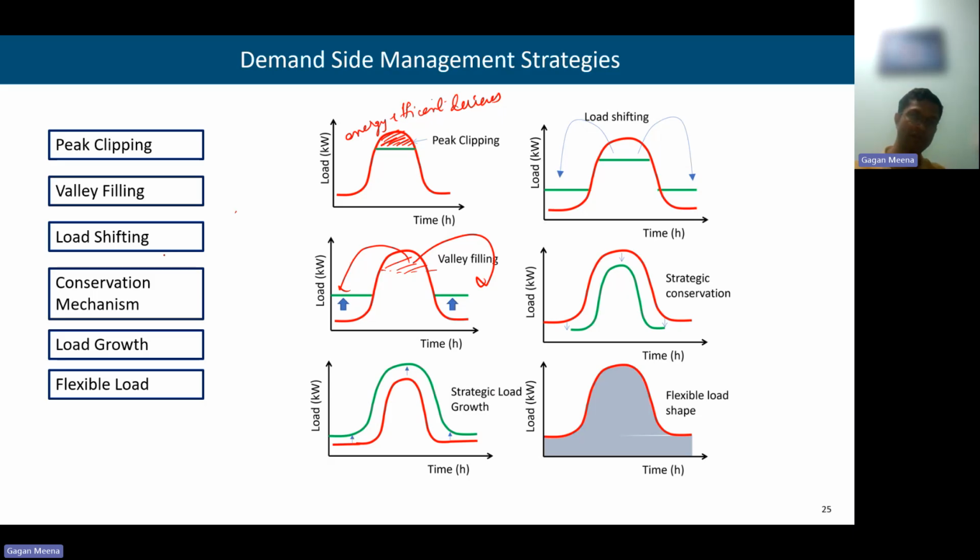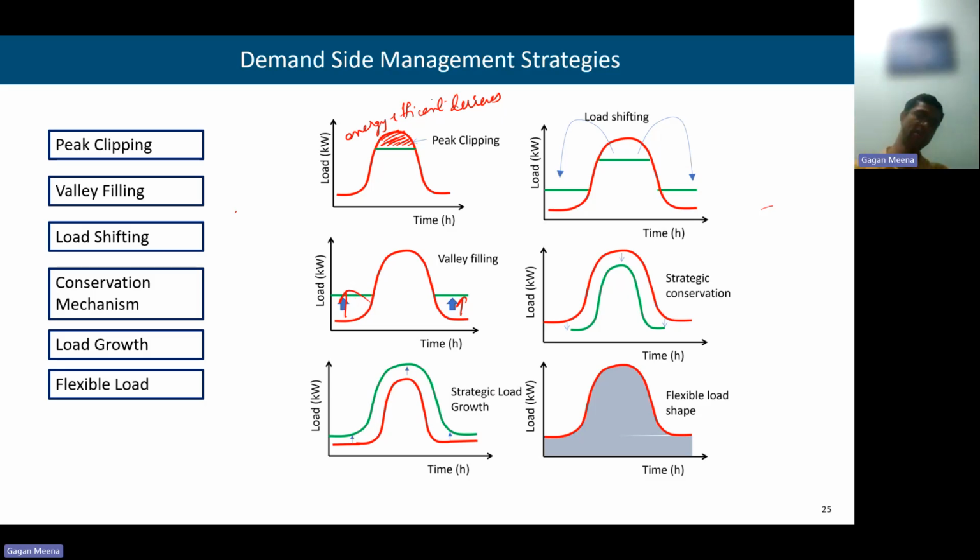And third one is the load shifting. Sorry. In this valley filling, we are trying to increase the load in the off peak hour. And in load shifting, we are shifting this excess load from the peak hours to the off peak hours.